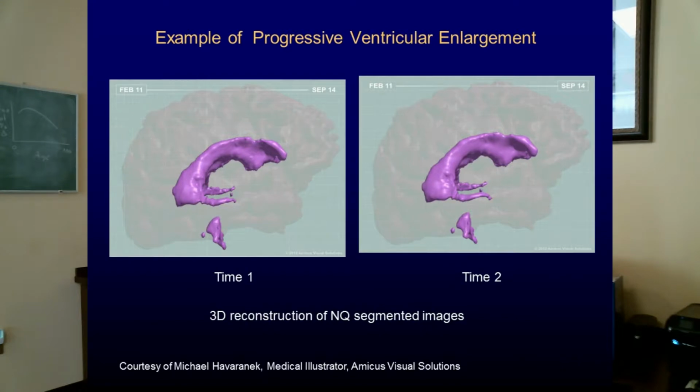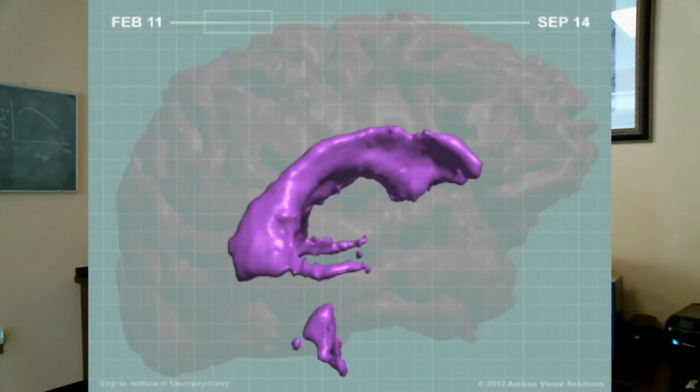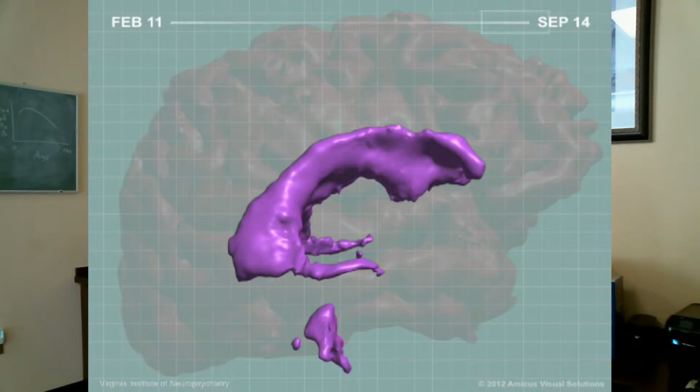Another example was done with a three-dimensional reconstruction of the ventricles in a different patient of ours, also done by Michael Havranek. Again, if you look at the before and after images, and these were done more than 2 years apart, it's hard to see a difference. But when you play the morph movie from time 1 to time 2, you can see that the ventricles are expanding. And if you look at the temporal horns, you can see they get a little bit longer, for example.